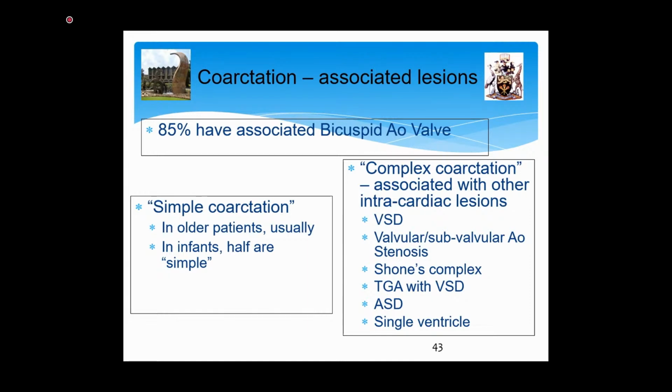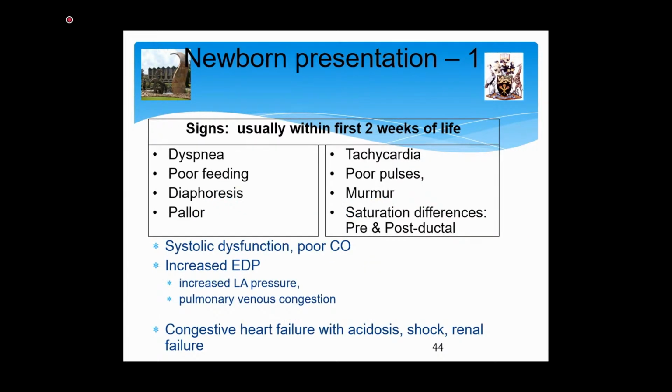coarctation. In simple or not so severe ones, they will grow and are usually not picked up, and they will be picked up as older children. When they are complex, they have many other associated problems, and they are picked up early because the children will be so sick. They will present with dyspnea, poor feeding, diaphoresis, or they become pale. They have tachycardia, and the pulses post the coarctation will be poor. You might have a murmur, and there will be saturation differences before and after the coarctation.